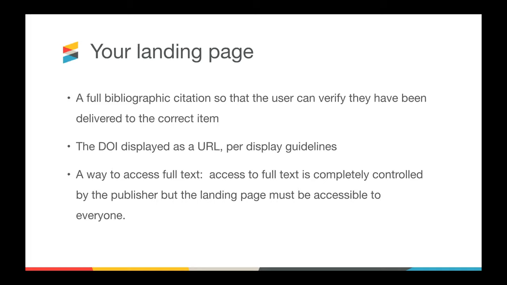The DOI displayed as a URL, as I showed on the previous slide, and instructions on how to access the full text of the piece of content. That might be via a login or a subscription, or the content might be open access, in which case they can just download it directly. So access to the full text is always controlled by the Crossref member, but the landing page needs to be available to all readers so that when they click on the DOI, they know that they've been directed to the article or the book or the preprint that DOI was referring to.